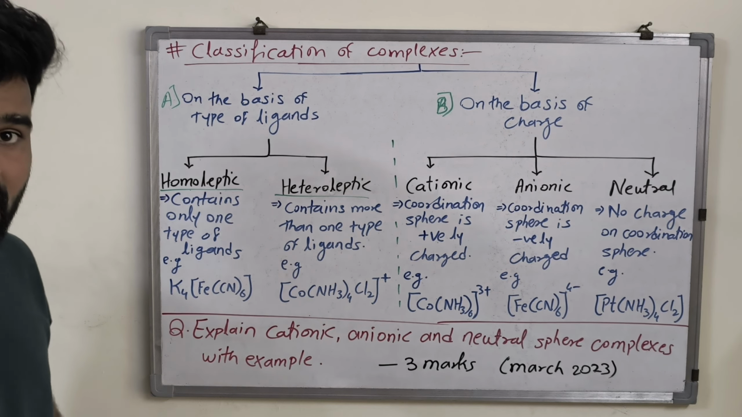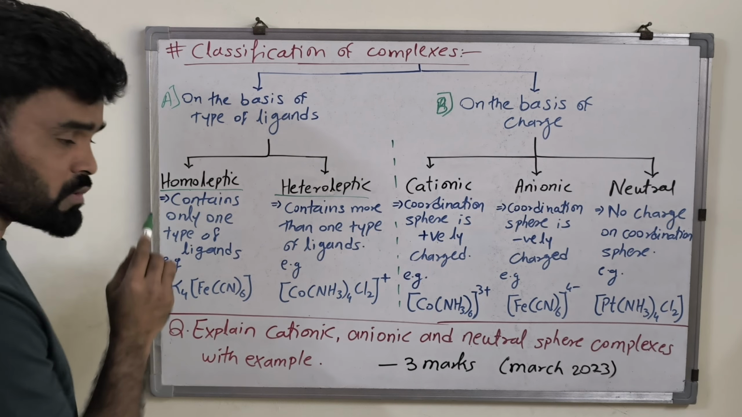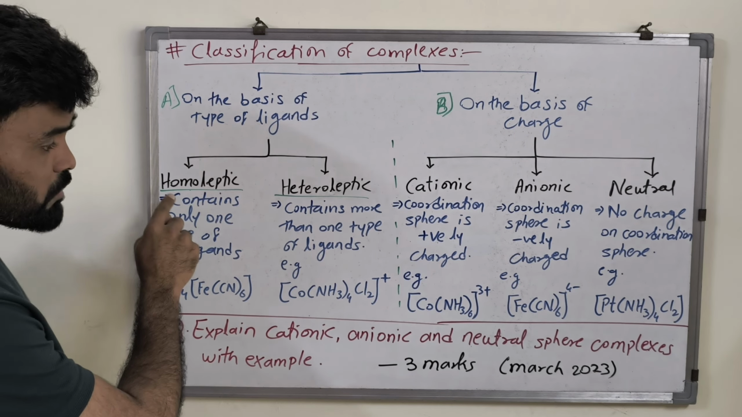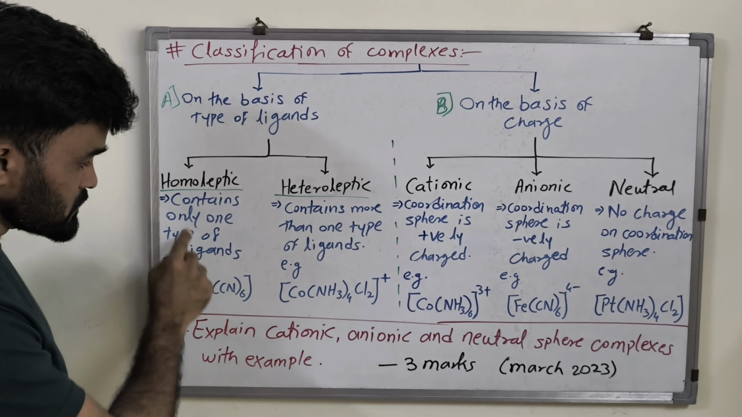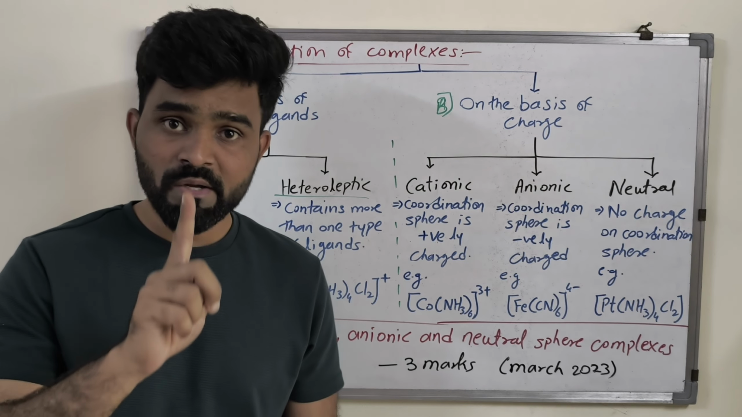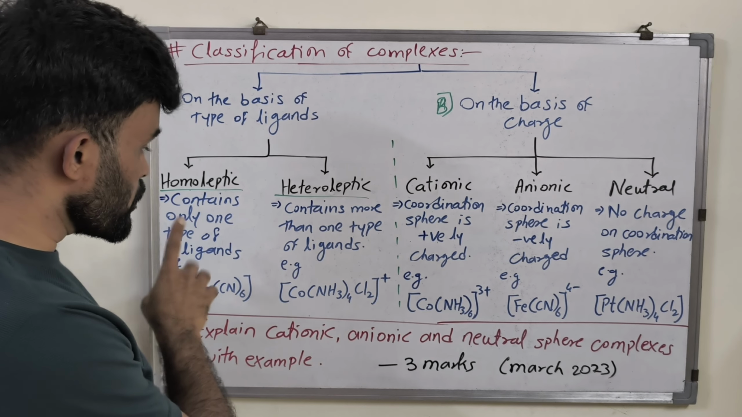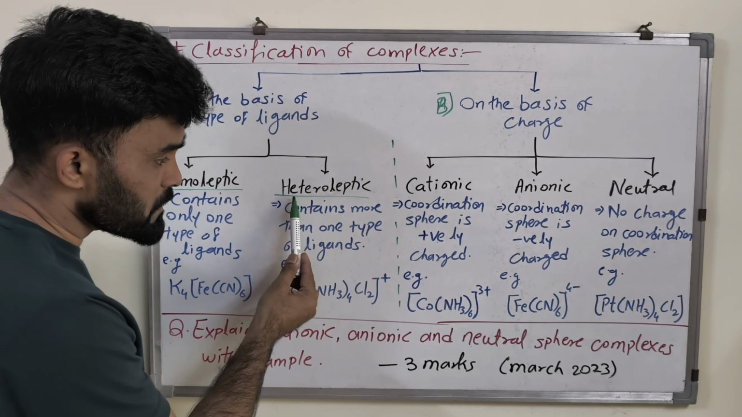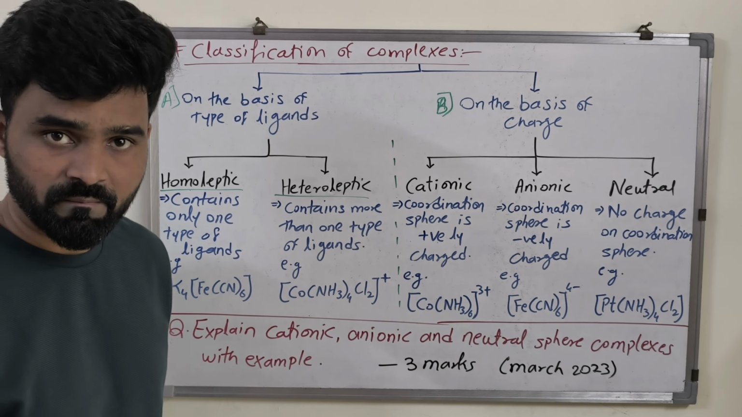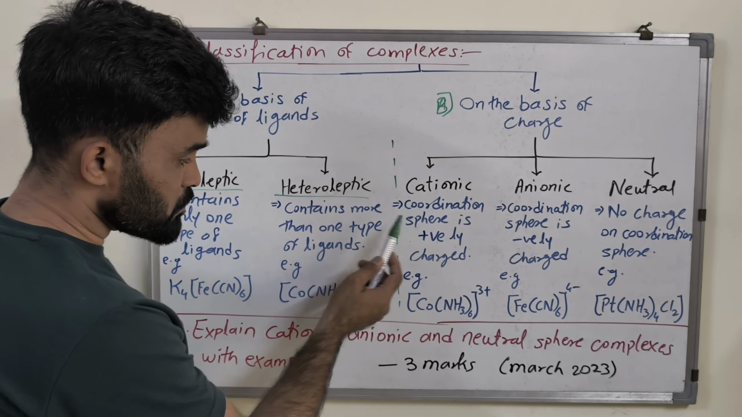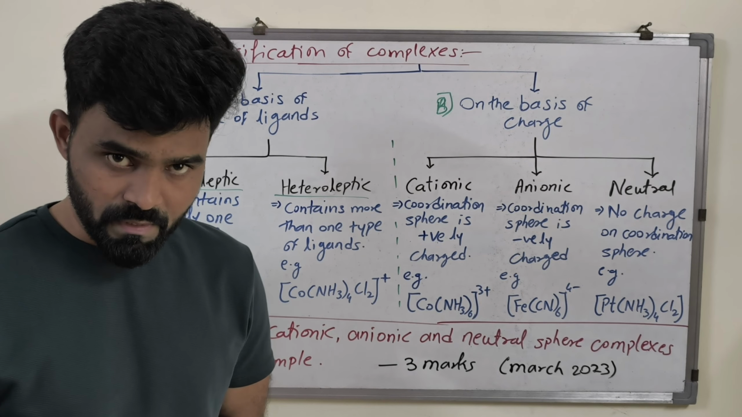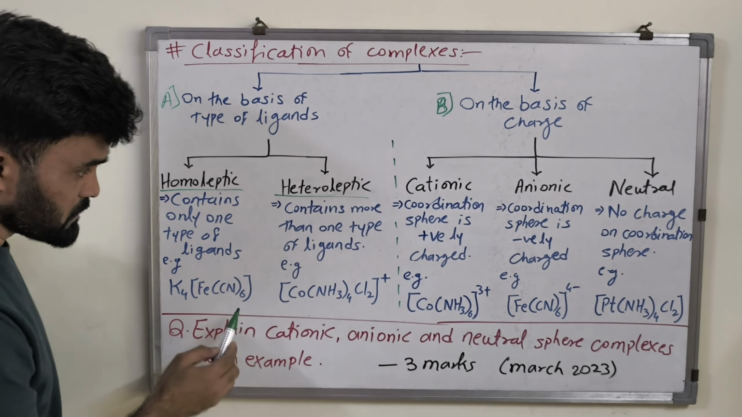Number 1 is homoleptic. Now what is meant by homo? Homo means same, right? So what is meant by homoleptic complexes? They contain only one type of ligand. We call them homoleptic complexes. And what is meant by heteroleptic complexes? Hetero means different. So they contain more than one type, which is obviously different types of ligands. Simple. Okay, let's see the examples.